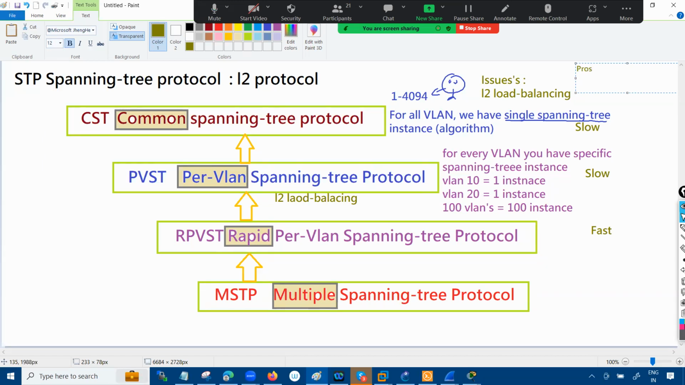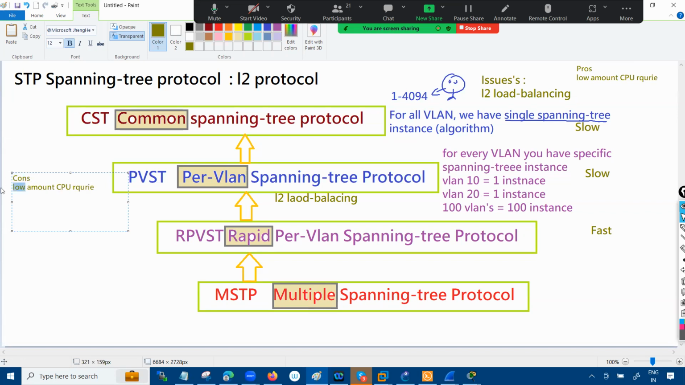The pro of CST is what? Low amount of CPU required. Of course, right? If you see, I just have one spanning tree instance in the CST protocol. Just one. So if you have one instance, it's very easy to manage. The switch can easily manage one algorithm, instead of managing 100+ algorithms. It requires this. If I talk about the PVST, the con is what?